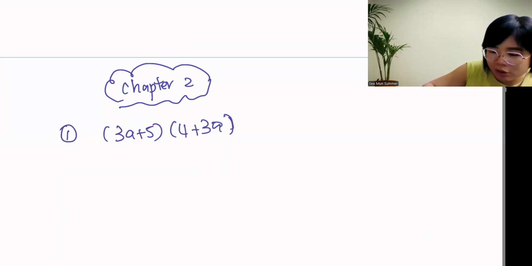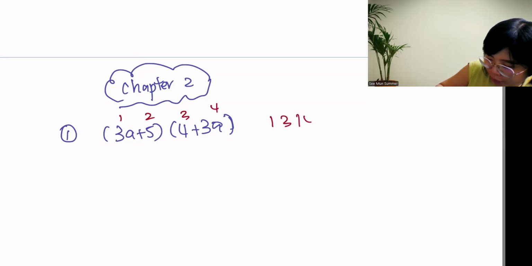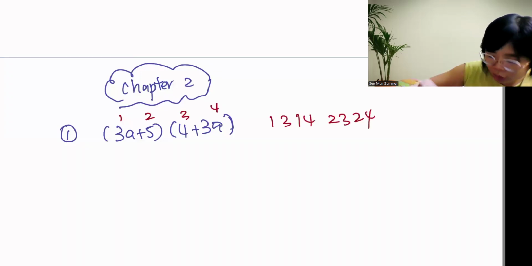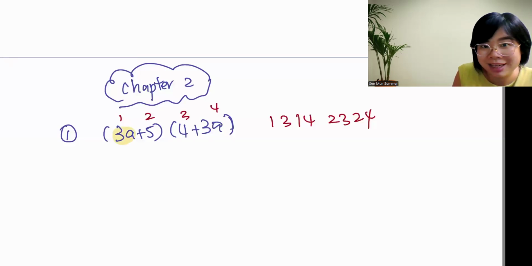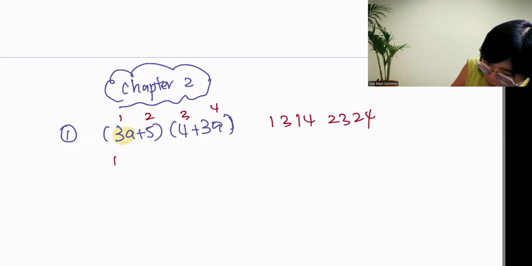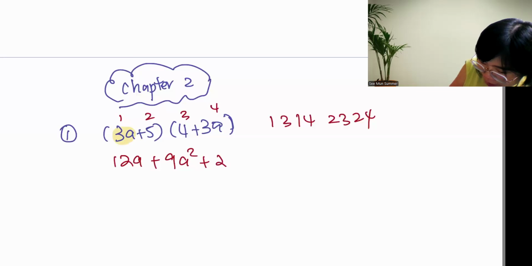So the way to do it is like 1, 2, 3, 4. Like 1 with 3, 1 with 4, 2 with 3, 2 with 4. Do you remember this one? So the first ones times together, you know the answer, you can type in, okay? So it's 12a plus 1 times 4 will be 9a squared, and then 2 times 3, 20, and then plus 15a.